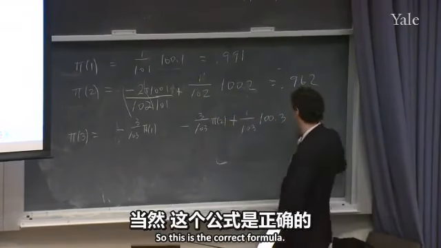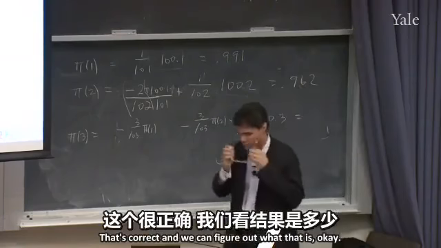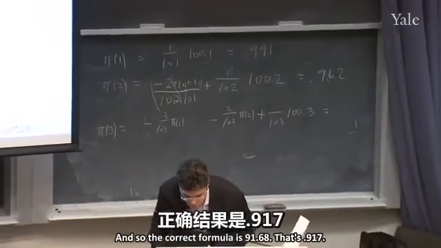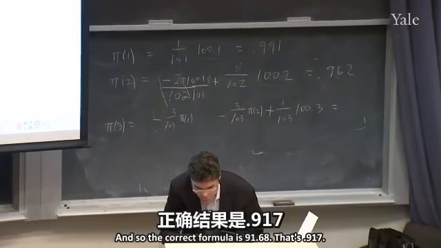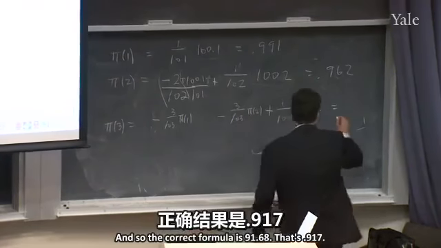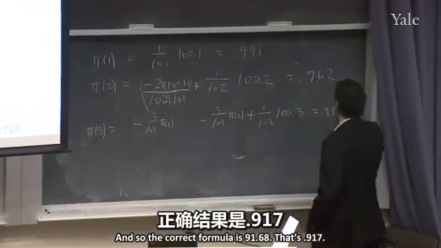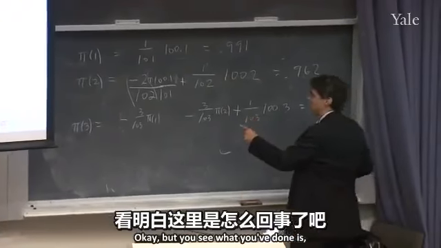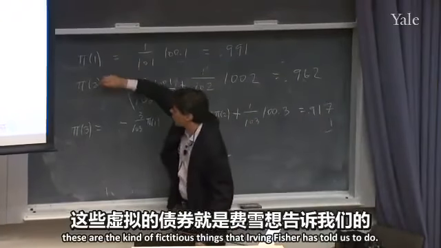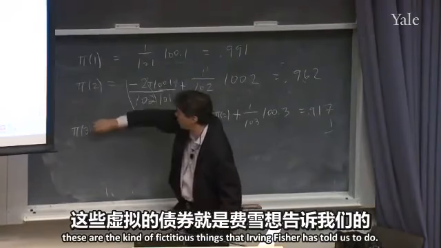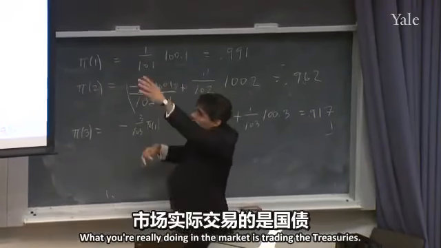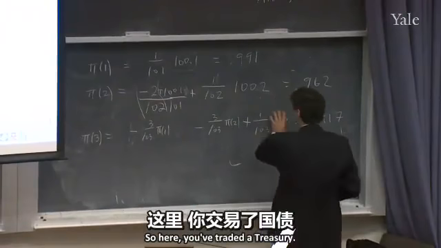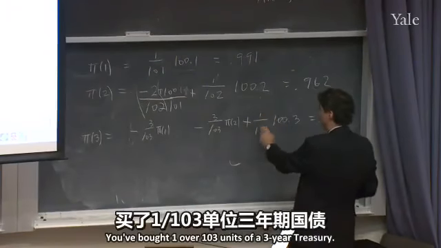So this is the correct formula. That's correct, and we can figure out what that is. Okay, and so the correct formula is 91.9917. Okay, but you see, these are the kind of fictitious things that Irving Fisher has helped us deduce. What you're really doing in the market is trading the treasuries. So here you've traded a treasury. You bought 1 over 103 units of a 3-year treasury.